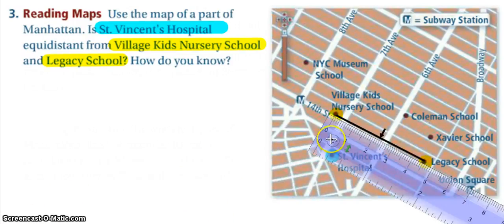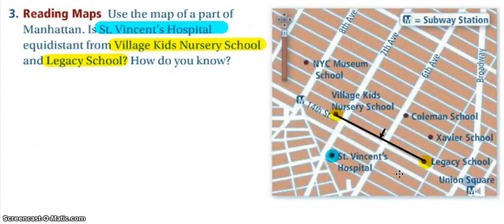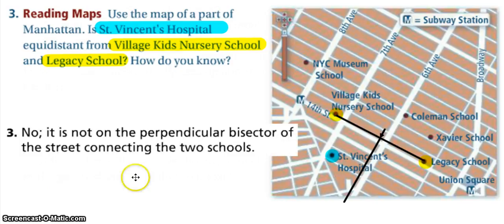Alright, so I moved my ruler to actually work with me here. I see the distance between them on this ruler is 4.5, so I cut that in half and go to 2.25. So this is indicating where my midpoint is going to be. Then I want to make the perpendicular bisector, so I just draw that line perpendicular. And I look for, is St. Vincent's Hospital on the perpendicular bisector? It is not. So we see that our answer is no, St. Vincent's is not on the bisector, so it's not equidistant. We see it would actually be closer to the nursery school than it is to Legacy School.